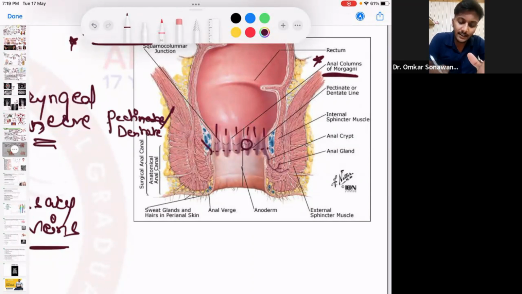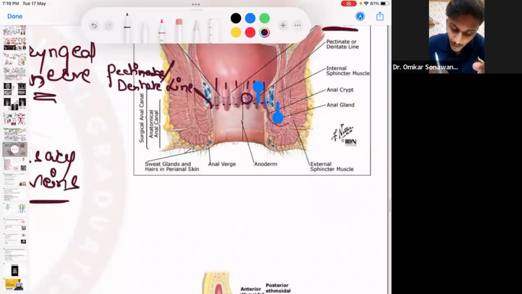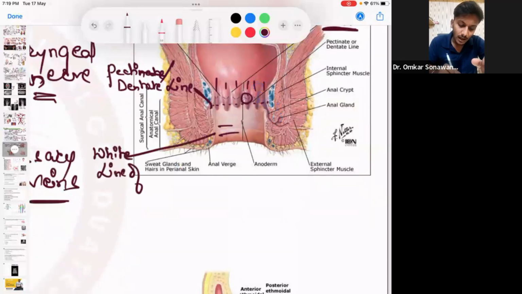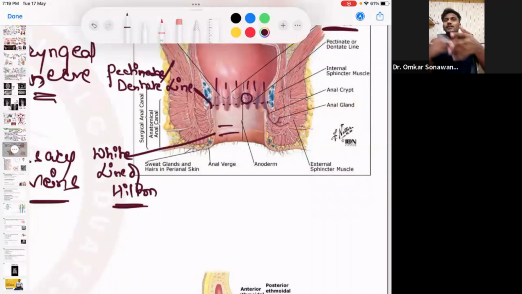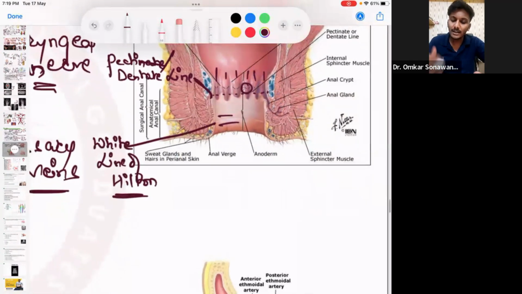So the pectinate or dentate line is the lower level of the columns of Morgagni. No problem in this. Next, you can also see a line. This white line is known as the white line of Hilton. After this white line of Hilton, the pigmented part of the anal canal starts. It looks like normal skin, and after the white line of Hilton, in the pigmented part, there would be the presence of sweat glands and the perianal hairs.